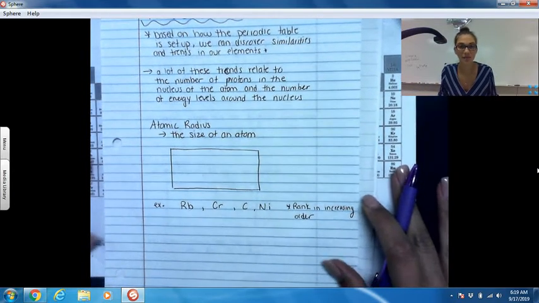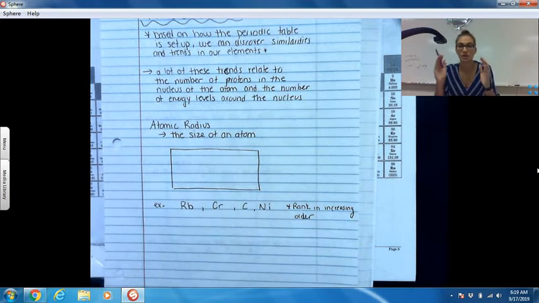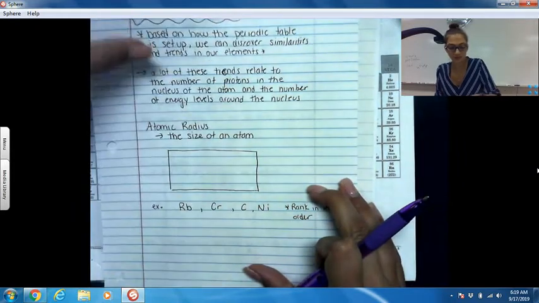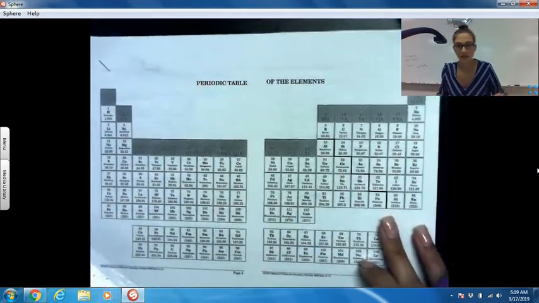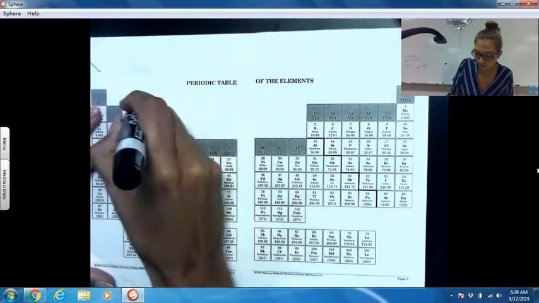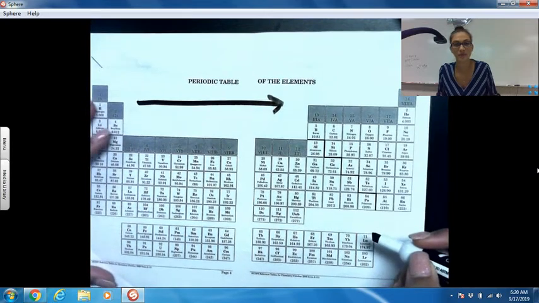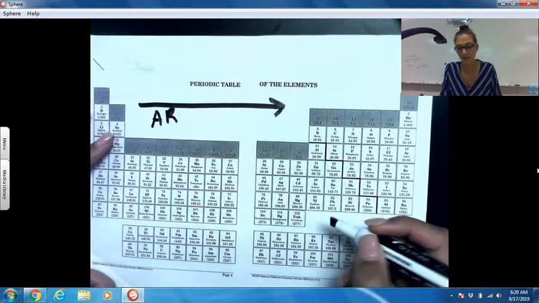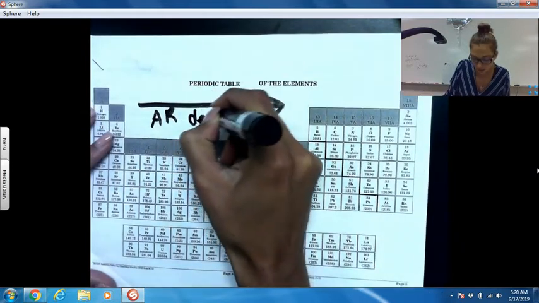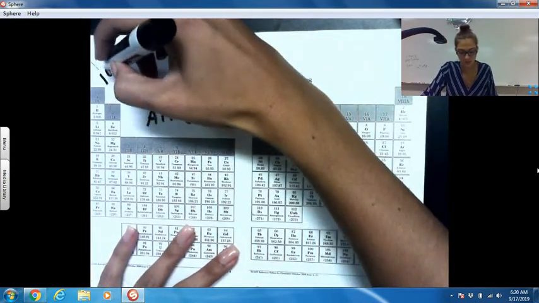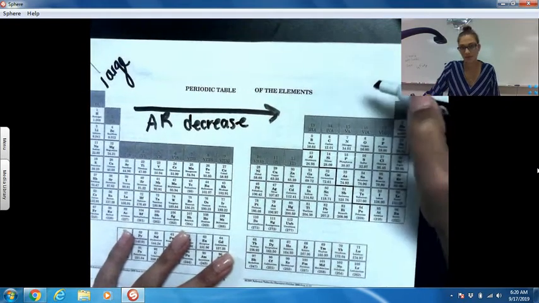Atomic radius is just the size of an atom. So is it a large atom? Is it a small atom? So if we go to our periodic table, we can start to figure out what the trend is. So the general trend that we are going to look at is as we go from left to right across the periodic table, the atomic radius, I'm just going to abbreviate it with AR, is going to decrease. So that means that this side is large and this side is small.